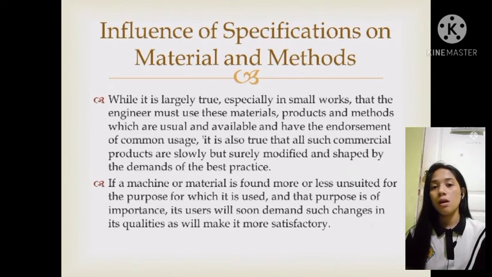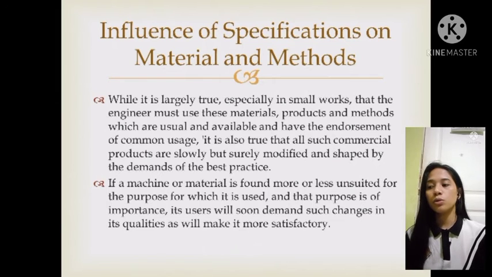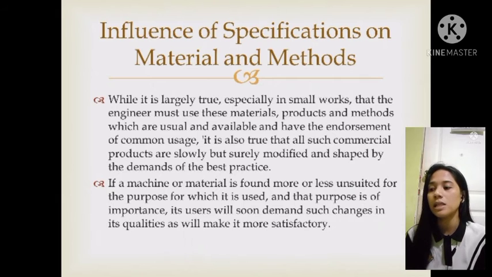Next is the influence of specifications on materials and methods. While it is largely true, especially in small works, that the engineer must use those materials, products, and methods which are usual and available and have the endorsement of common usage, it is also true that all such commercial products are slowly but surely modified and shaped by the demands of the best practice. If a machine or material is found more or less unsuited for the purpose for which it is used, and that purpose is of importance, its users will soon demand such changes in qualities as will make it more satisfactory.